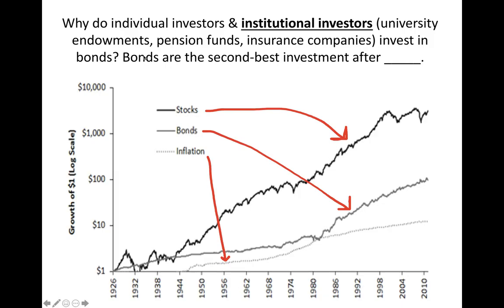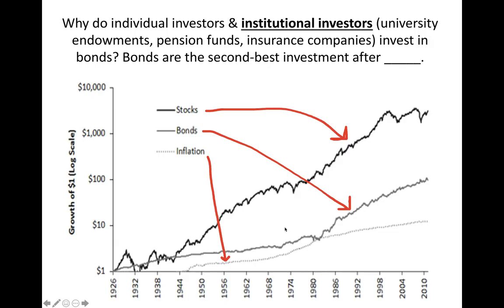All right. Why do individual investors like you and me and institutional investors like university endowments, like Boston College has got a lot of money, or Harvard's got a lot of money, or UMass, or Northeastern, and pension funds, those are retirement funds, and insurance companies, what do they do with all their cash? They invest it in bonds.